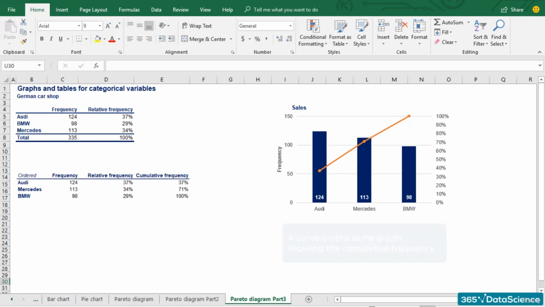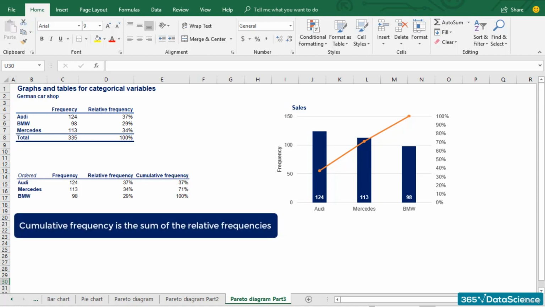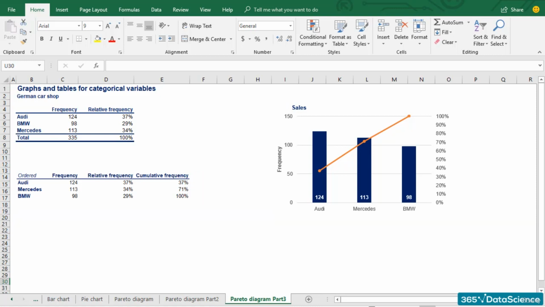The cumulative frequency is the sum of the relative frequencies. It starts as the frequency of the first brand, and then we add the second, the third, and so on, until it finishes at 100%. This polygonal line is measured by a different vertical axis on the right of the graph. At each of its vertices, it shows the subtotal of the categories to its left.